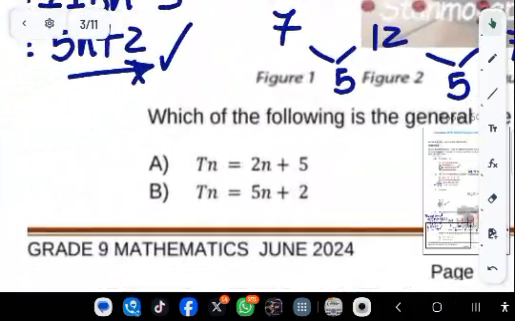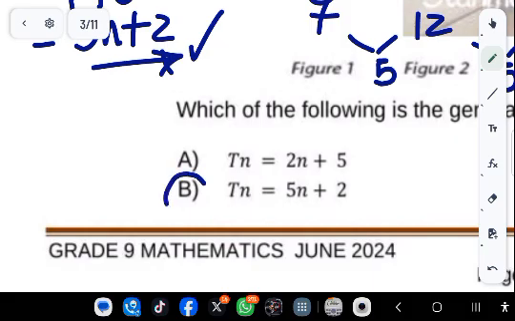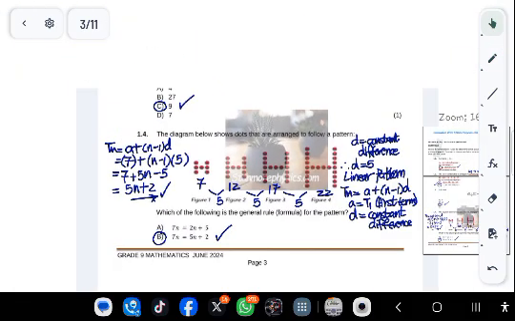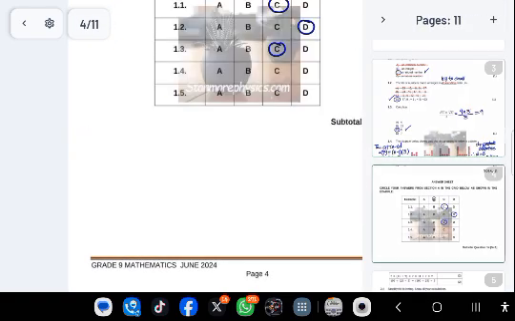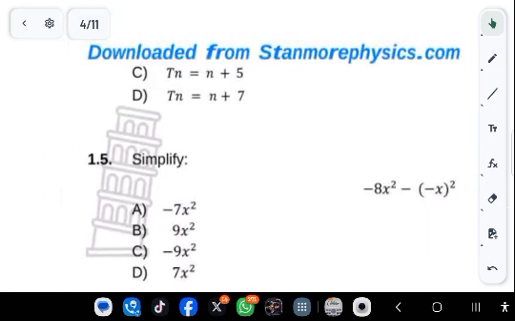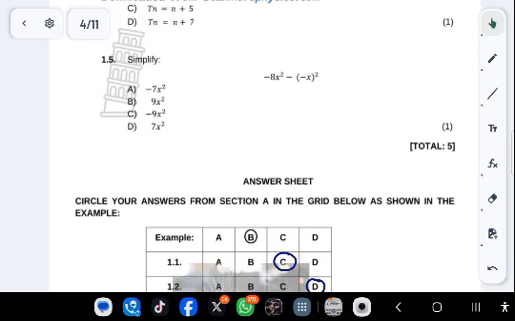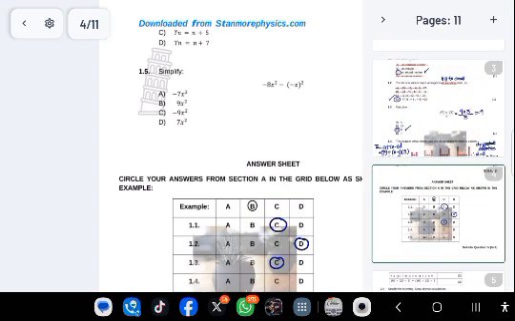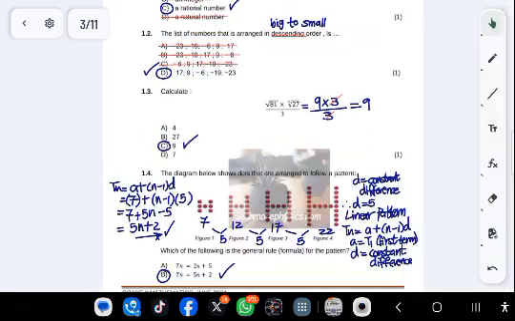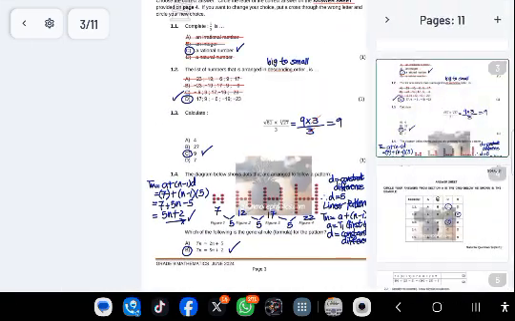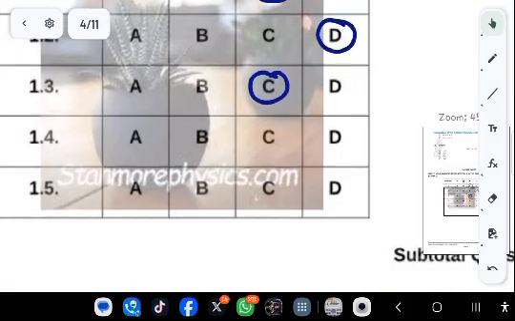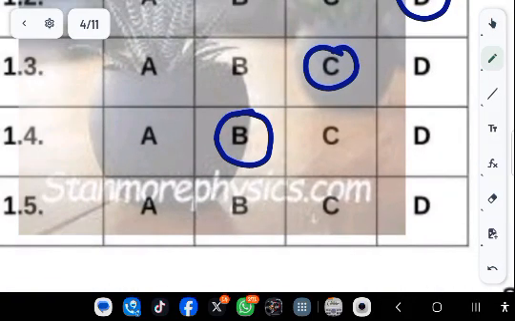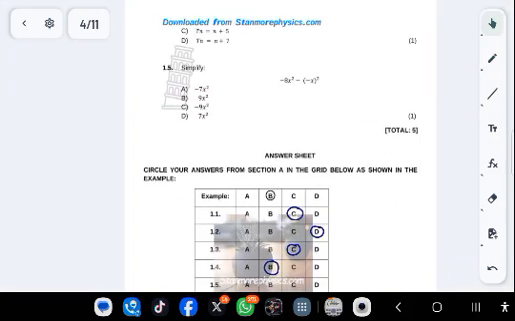Now we go over and see which option gives us that answer. The option we have here is number B. Let's check the other ones and see if they give us anything. Exactly, so number B is the correct option there. Let's just go back and double check that it is number B. So that's question 1.4, number B, and we come back to the table and fill in the correct answer.